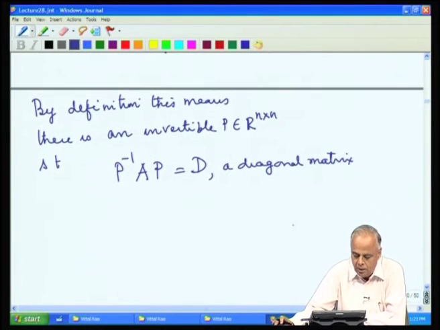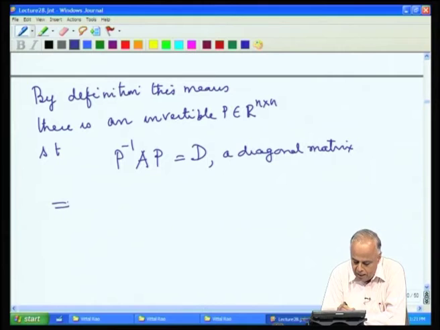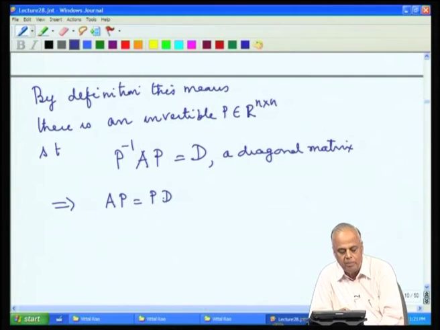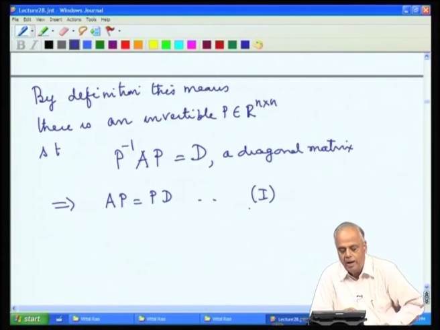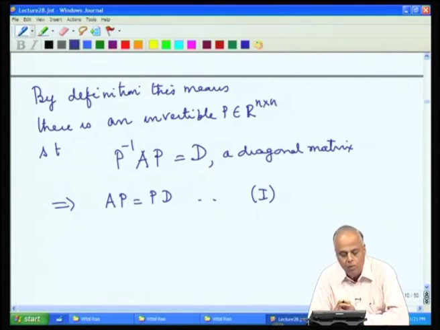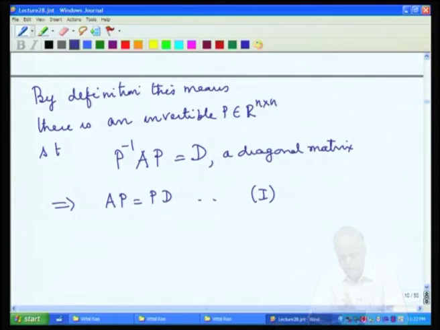Now, let us write this in a different form. This implies A P is P D. Multiplying both sides on the left by P, we get P P inverse A P, which is A P, and the right side becomes P D. Now, let us look at each one of these sides carefully. P is an n by n matrix, and therefore, it has n columns. Each column has n rows, so each column is an n by 1 vector. Each column therefore belongs to R n.